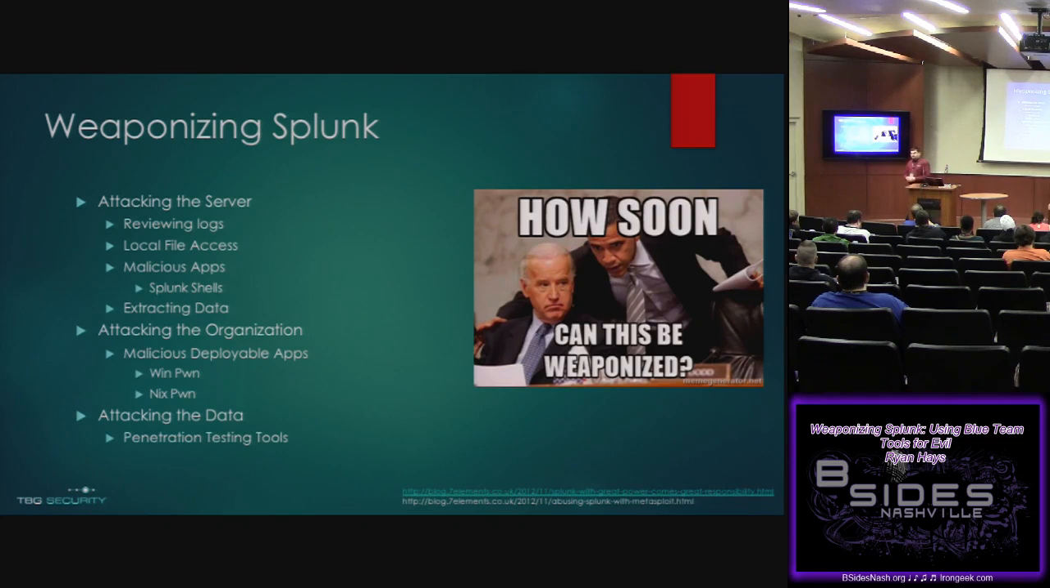Attacking the organization. We're going to be abusing the trust with the universal forwarders that are already out there. Let's send out applications that execute code on all those machines. Let's configure those applications to run every 5 seconds so that in case somebody catches me, I now have my shell back immediately. And then attacking the data, we'll be bringing in all our pen test data.